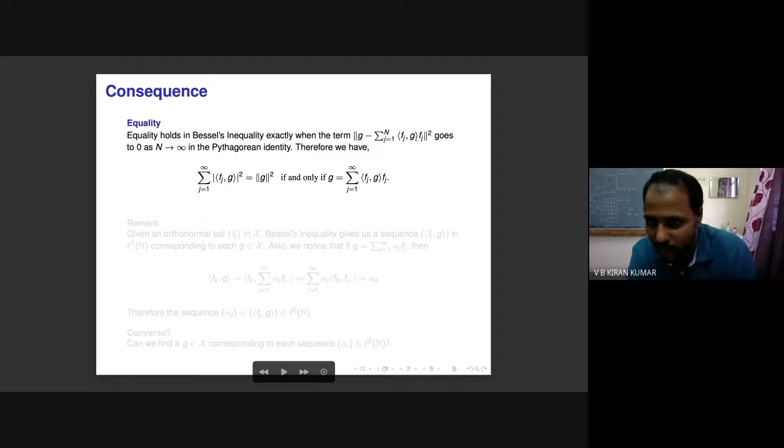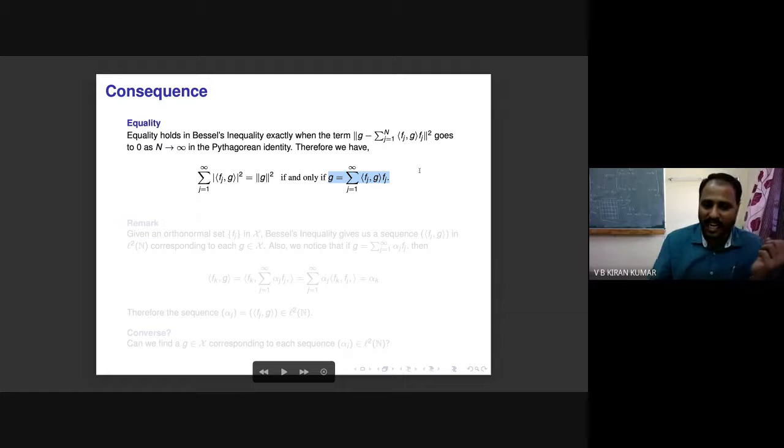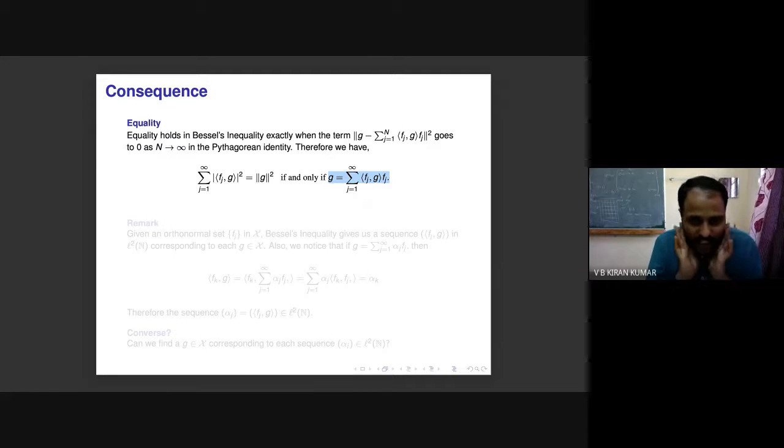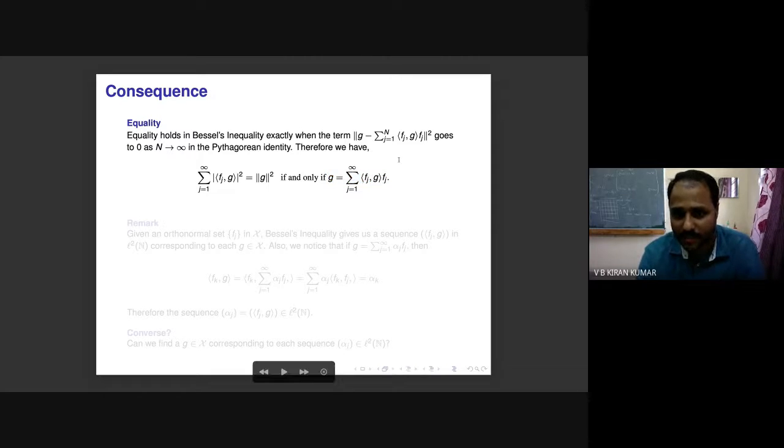What do you mean by this going to 0 as n tends to infinity? The nth partial sum converges to this. So that means g equals this. So equality holds exactly when g is this. Do you agree with that? Yes, sir. Okay, so equality holds exactly when you have this identity. That is also important.